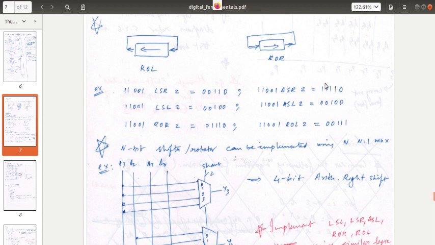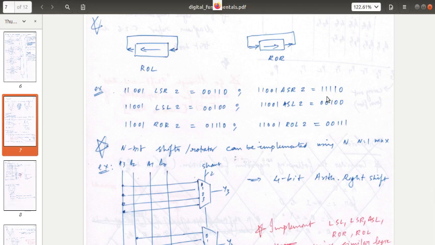So what is the difference? Actually this is not 1, this is the MSB. This is the MSB being extended. If it was a 0 here, it would have been 0 0. Since it is 1 here, these are ones.